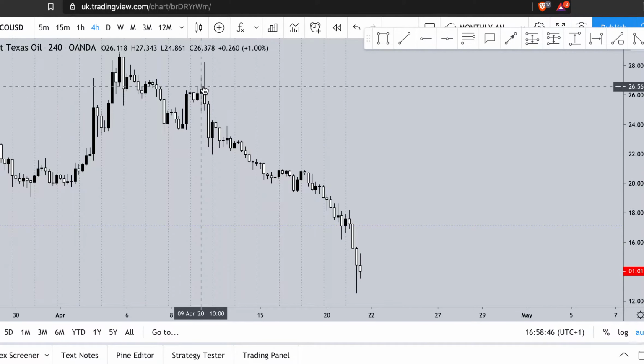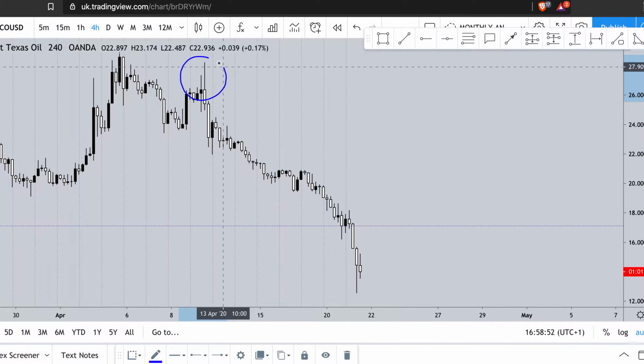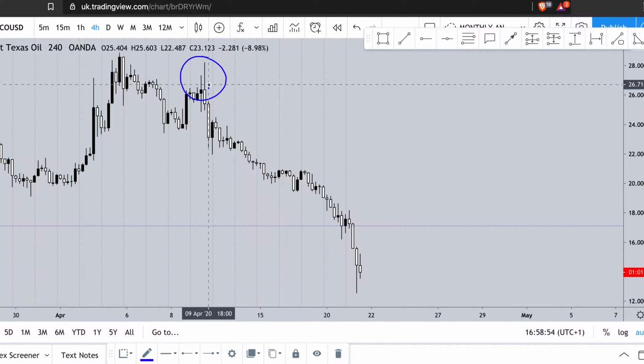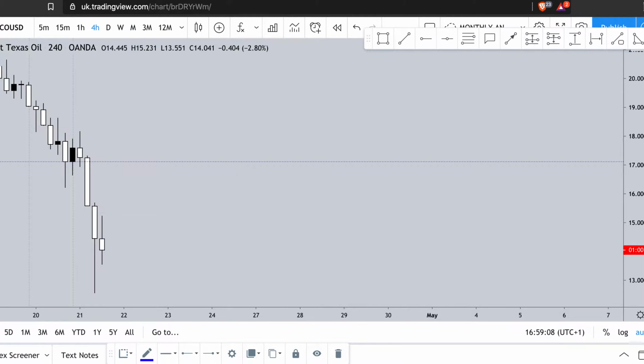The wick here, this part here, basically means that during the 4 hours of this bar, price went all the way up here. People bought all the way up to this level, and then sellers started to come in and they took the price back down, and this was where it closed. So there's 4 price points on a 4-hourly bar.